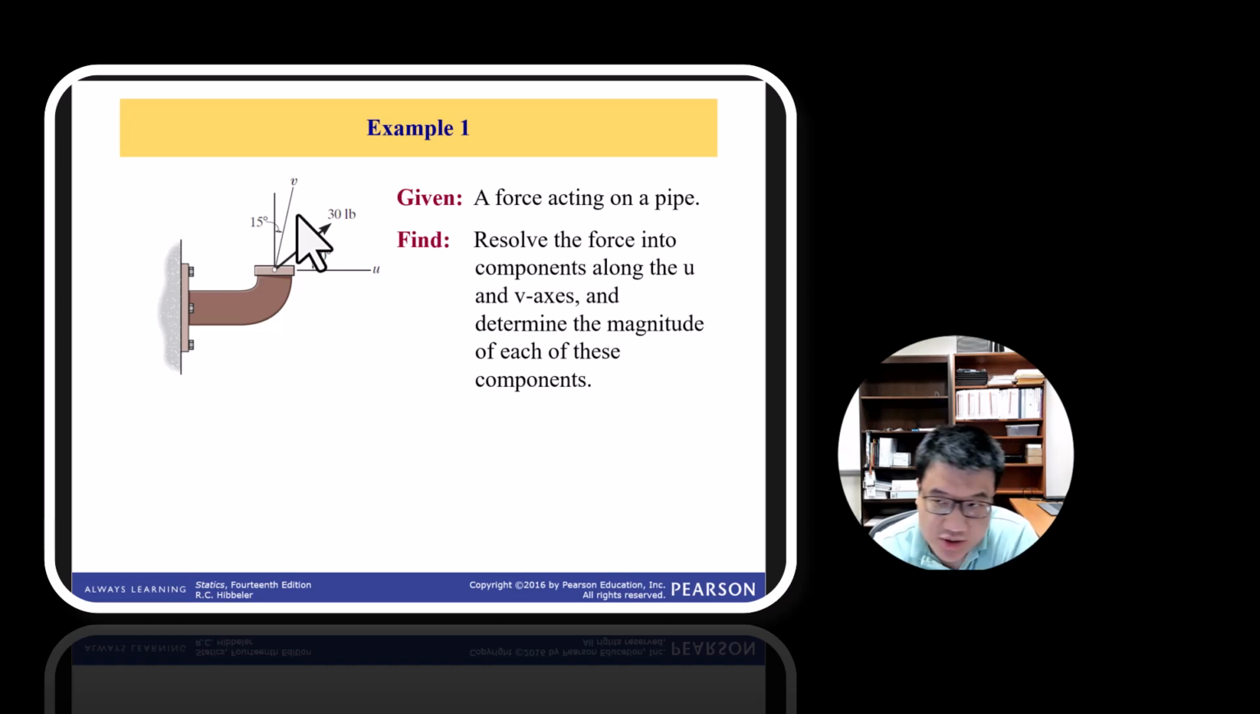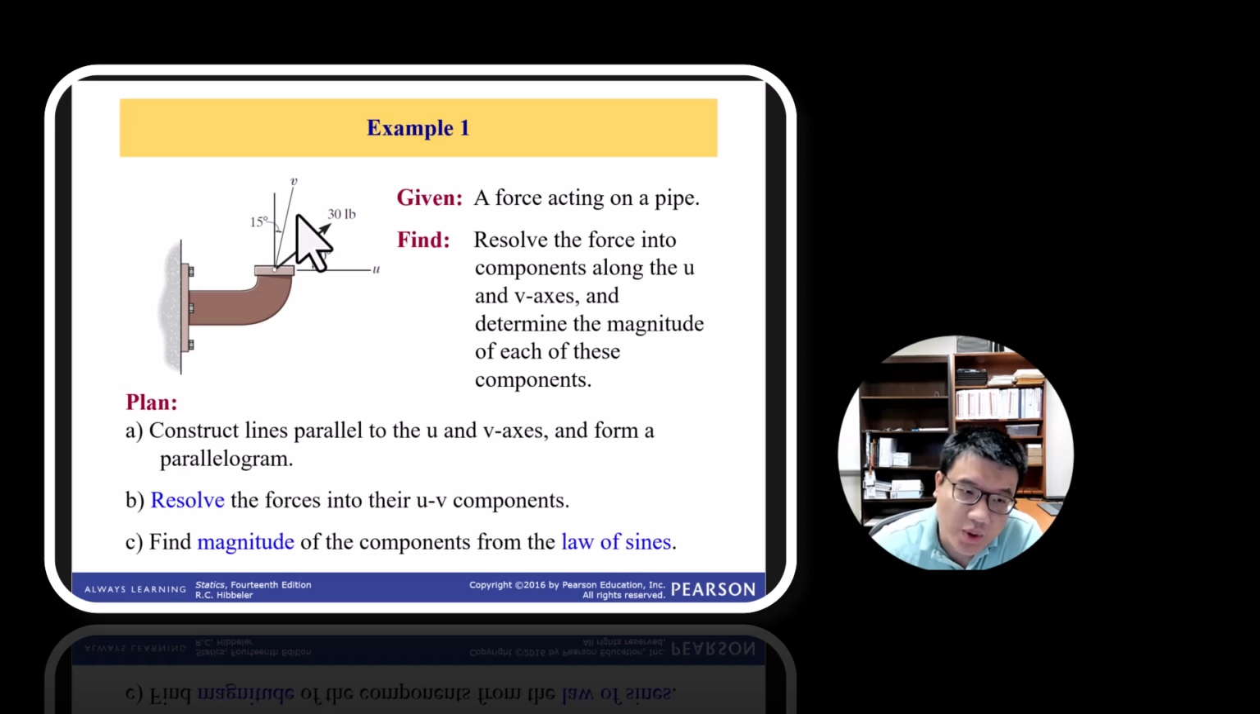So how should we approach these questions? What should we do? First, we can construct lines parallel to the u and the v axis, and form the parallelogram. The next step is to resolve the force into the u and the v components respectively. The last step is to find the magnitude of the components from the law of sines. Let me show you this example.